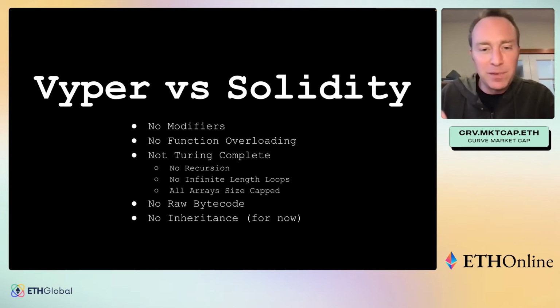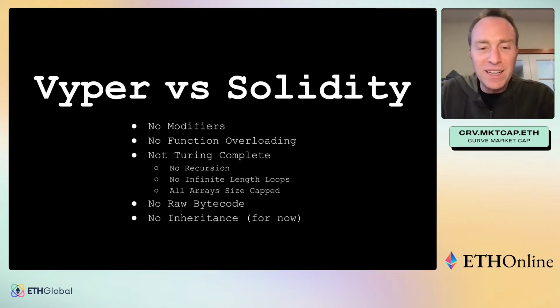Vyper is not Turing complete because the EVM is itself not Turing complete. Solidity is technically Turing complete, but it's running on a non-Turing complete EVM blockchain. So Vyper within the language caps all of its loops. Solidity doesn't. You could theoretically write an infinite loop in Solidity. It won't execute because the EVM will run out of gas before it can execute it. So Vyper puts this restriction into the coding.